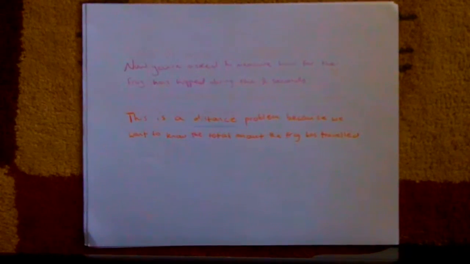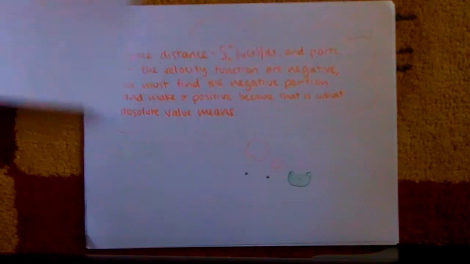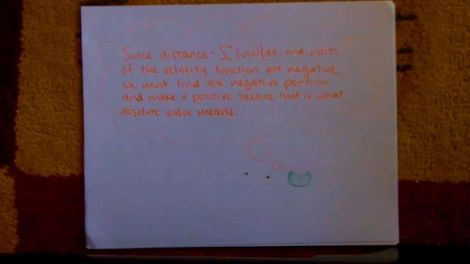Now you're asked to measure how far the frog has hopped during the 2 seconds. This is a distance problem because we want to know the total amount the frog has traveled. Since distance equals the integral of the absolute value of velocity, and parts of the velocity function are negative, we must find the negative portion and make it positive, because that is what absolute value means.